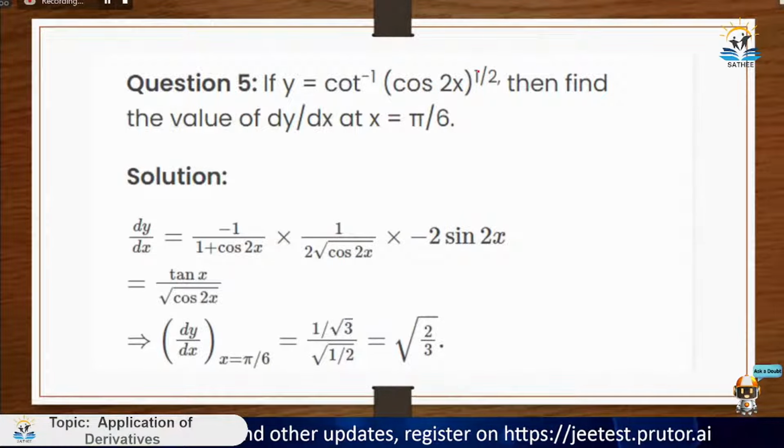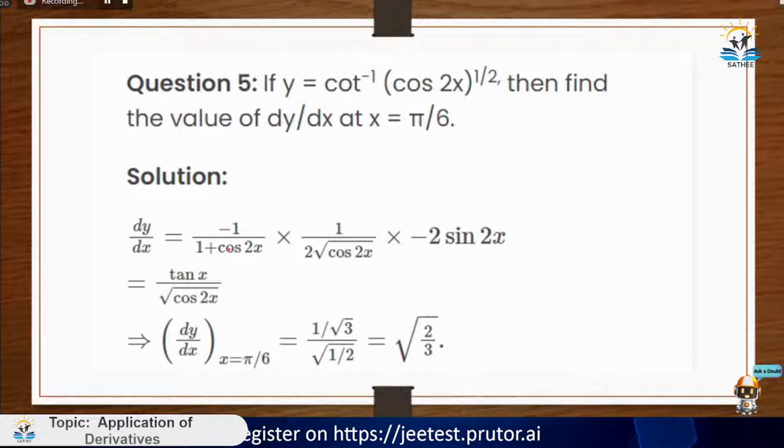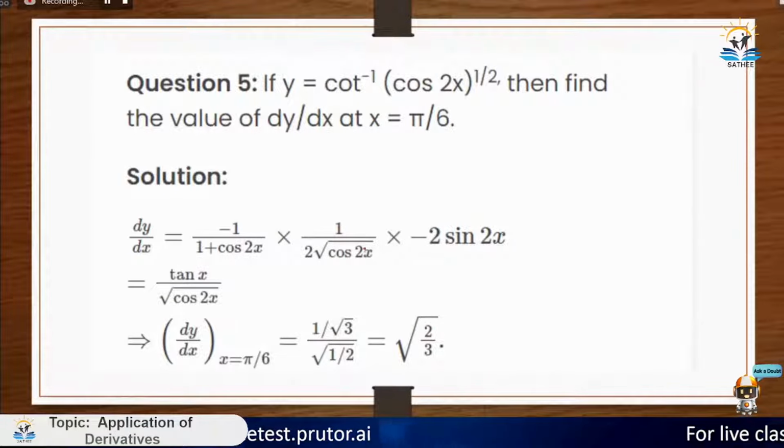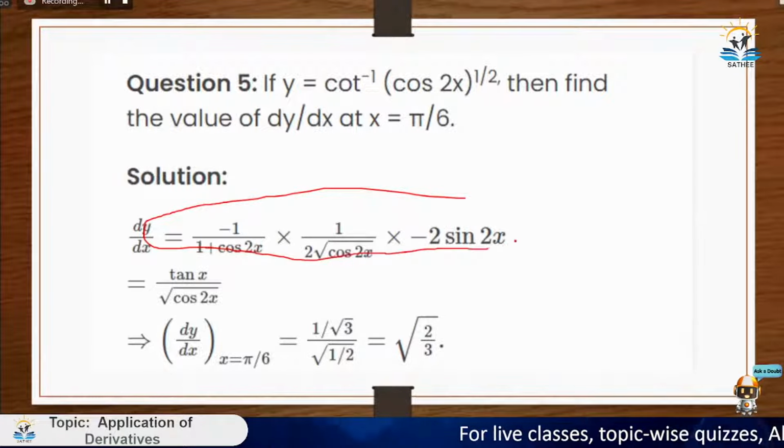So if I square this, the half will cancel. So we will get minus 1 upon 1 plus cos 2x. Then the differential of cos 2x power half would be 1 upon 2 times root of cos 2x. Then the differential of cos 2x is equal to minus 2 sin 2x. So this is the entire differential, which is chain differentiation, which we studied in the differentiation chapter.